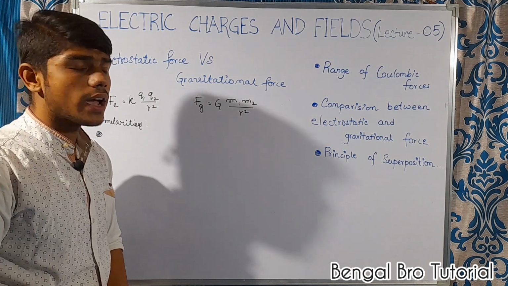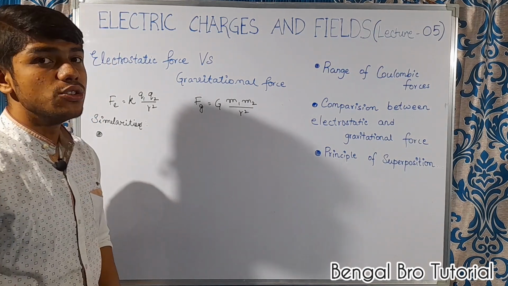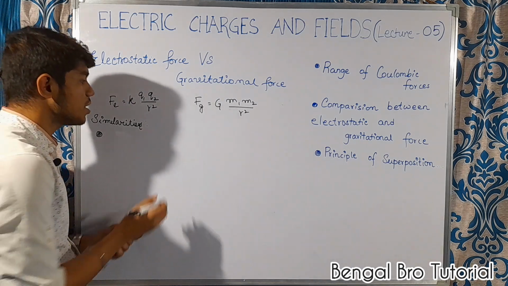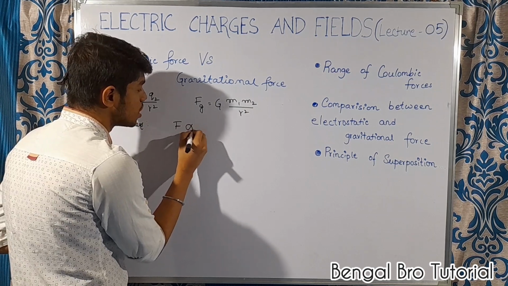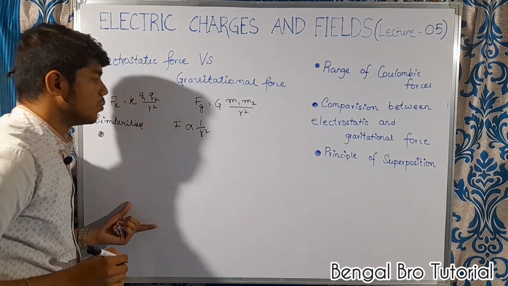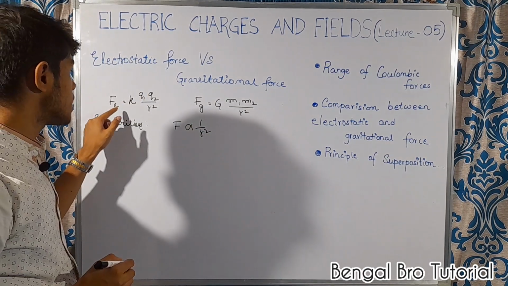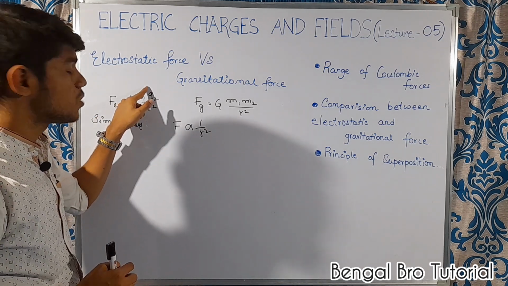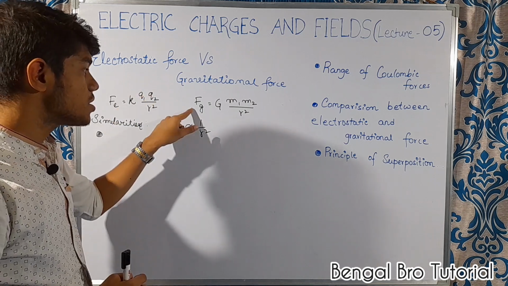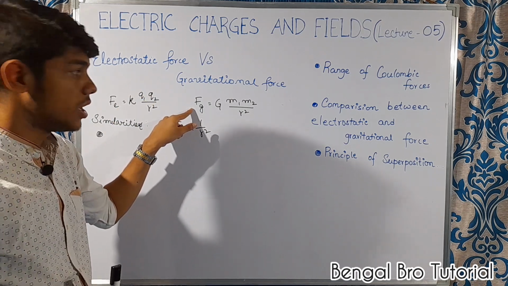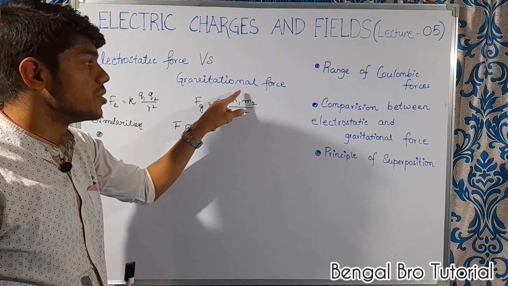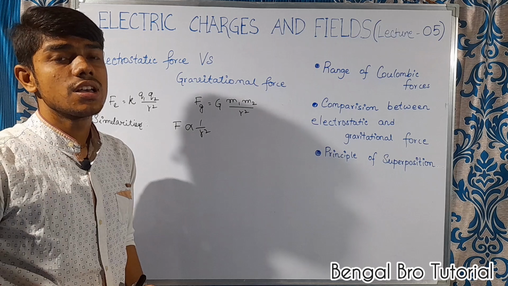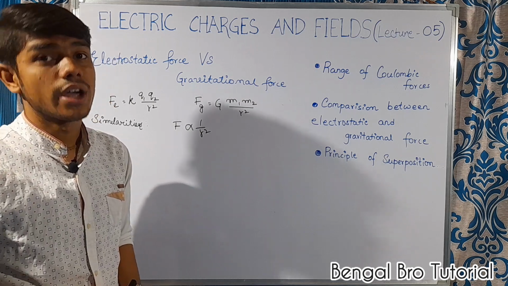If you carefully look at both these expressions, then you will find that both the electrostatic force as well as the gravitational force are inversely proportional to r square, which means that the electrostatic force is inversely proportional to the square of the distance between the 2 point charges and gravitational force is inversely proportional to the square of the distance between the 2 point masses. So we can say that both the forces obey inverse square law.